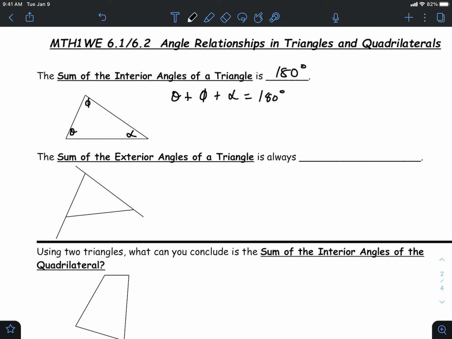Okay, the sum of the exterior angles of a triangle is always what? Do we know that? This one is less common knowledge, I think. Yes, Elizabeth? It is 360. Okay, and I'll try and prove that for you, in case you're just wondering.